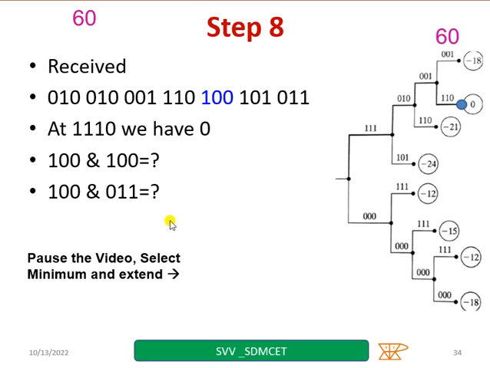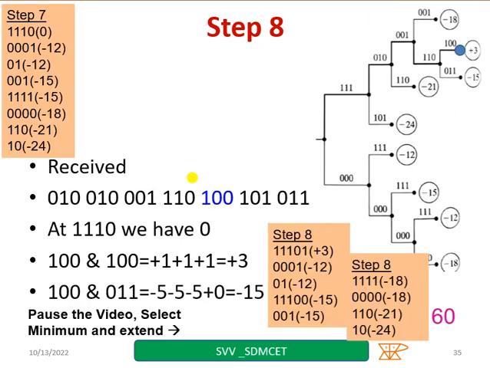Now it is 8. Again extend this 0. I am taking 100 as received. Again the 2 I have to compare, the answers I have to check, and again keep them in the order. And at step 8 I got 1101 with +3, kept in the order. Remaining 2 are there. I have to follow the same procedure for that also.